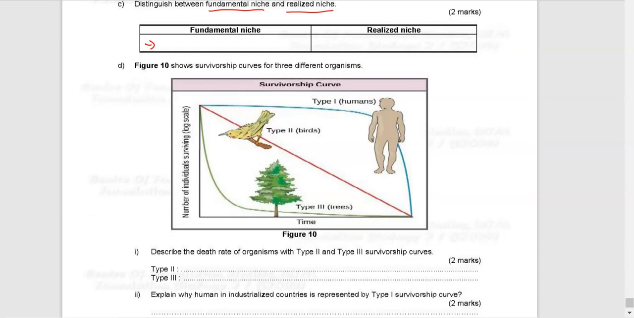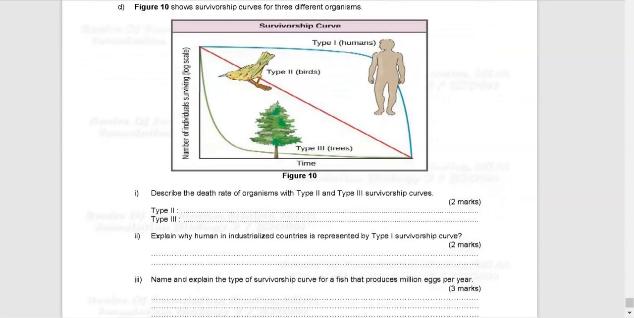Okay, so question D, figure 10 shows survivorship for 3 different organisms. So you have type 1, for example, human here. Type 2, you have birds. And then type 3, you have trees. So describe the death rate of organisms with type 2 and type 3. For type 2, as you can see here, for birds, it shows a constant death rate over the organism's lifespan.